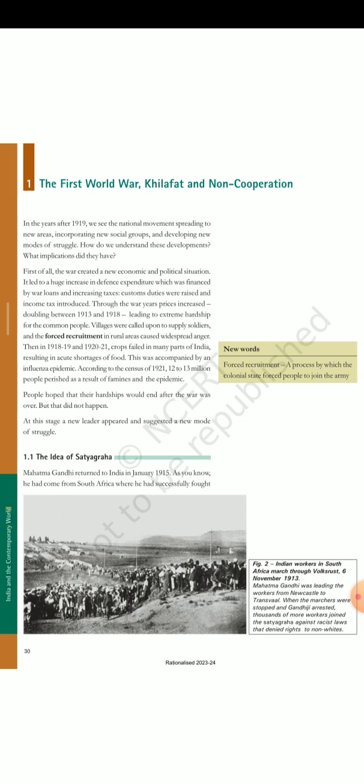The First World War, Khilafat and Non-cooperation. In the years after 1919, we see the national movement spreading to new areas, incorporating new social groups, and developing new modes of struggle. How do we understand these developments? What implications did they have?